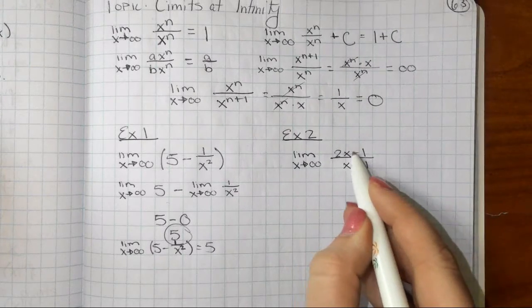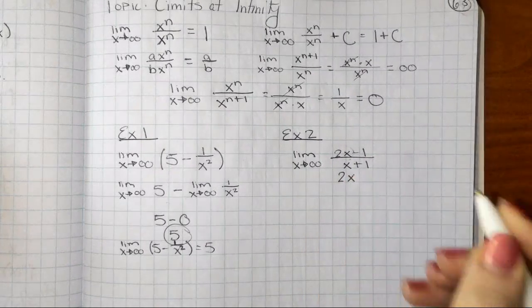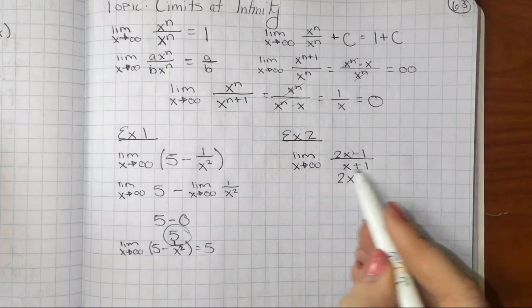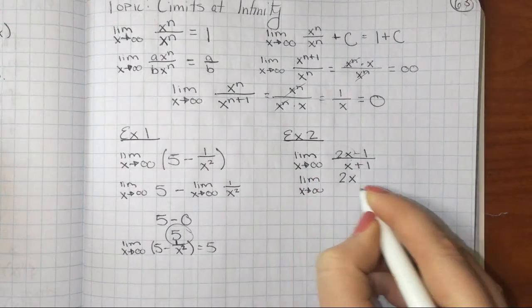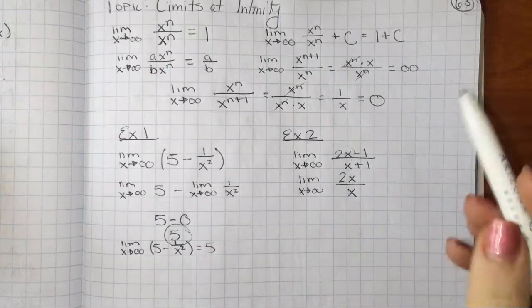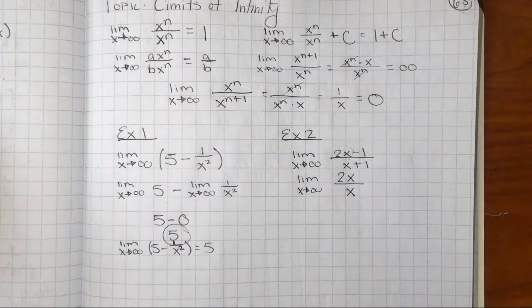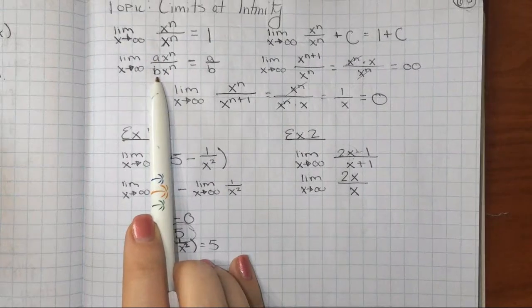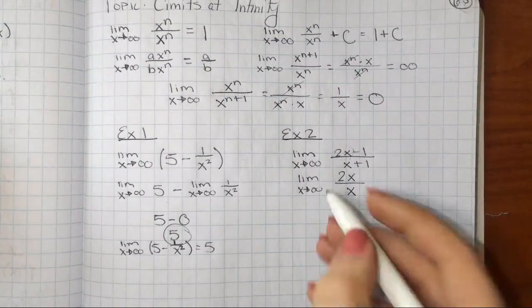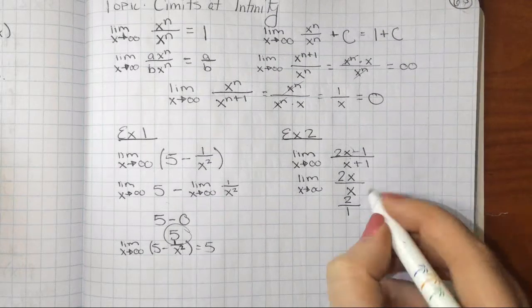So this is my greatest degree up in the numerator. I'm only going to focus on that. What's my greatest degree in the denominator? It's x, right? So looking at this, are my powers the same, yes or no? Yes, they are. Are my coefficients the same? No. So then I revert back to this rule of, it's a over b, right? So in this case, I'm going to get 2 over 1, which is just going to be equal to 2.